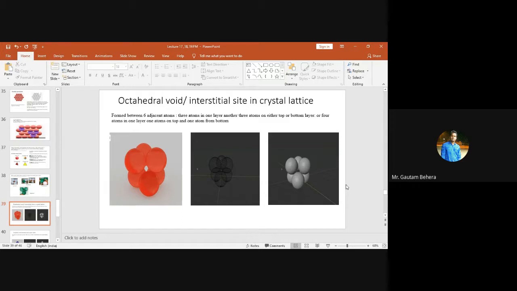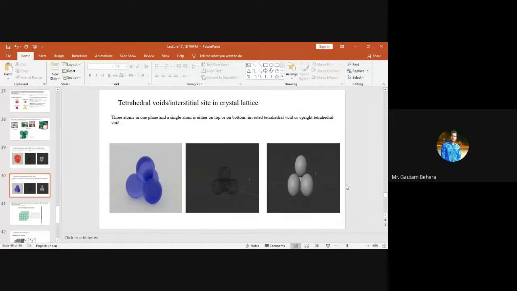One atom will be on the top, and the atom from the bottom will constitute also an octahedral void. Now, tetrahedral void. As I told, a tetrahedral void is formed between 4 adjacent atoms, right? Just have a look. This is 1, 2, and this one is 3, and an atom on the top. So a void will form. That will be your tetrahedral void, which is shown over here.